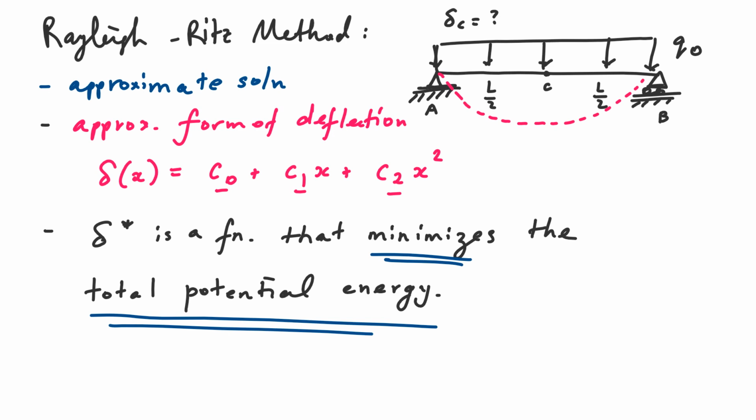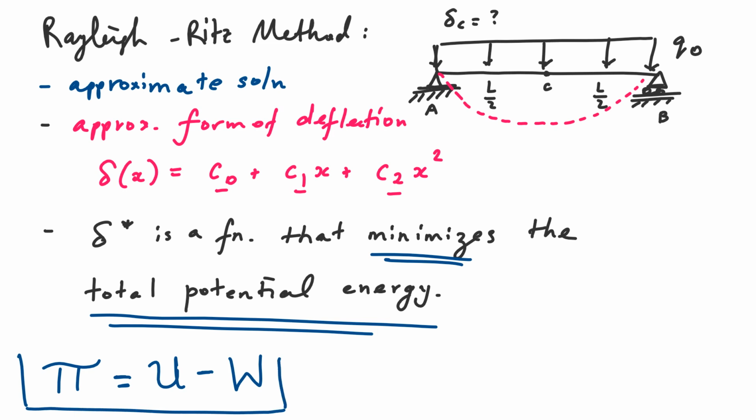And what is this total potential energy? In the literature, we usually write it as pi, pi for total potential energy. And in fact, total potential energy is going to be equal to strain energy, U, minus work done on the system. This is very important. So total potential energy is equal to strain energy minus work done on the system. And the correct approximation to the deflection is going to be a function delta star that minimizes this total potential energy.